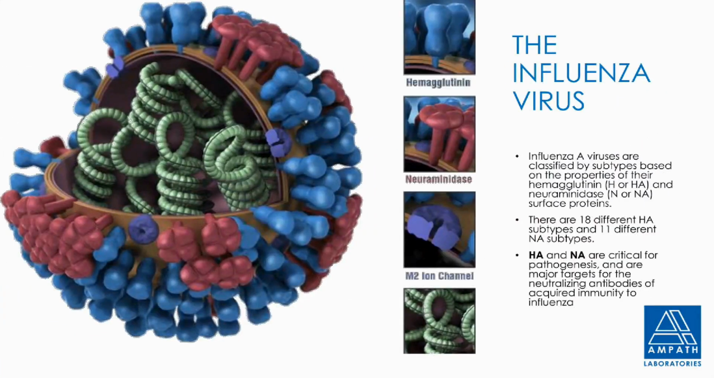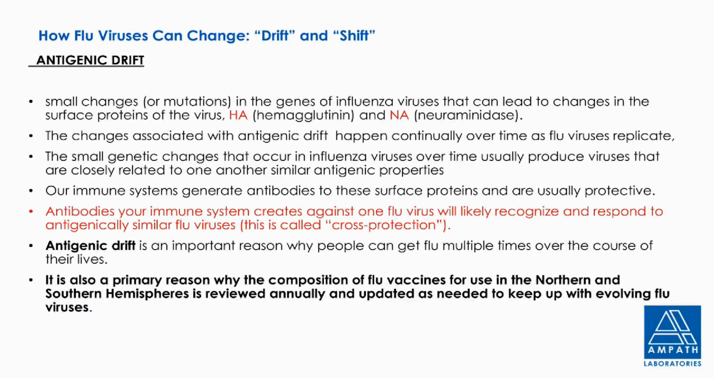So this is just an illustration again of your hemagglutinin and your surface glycoproteins, basically your hemagglutinin and your neuraminidase. There are 18 different subtypes, 11 different ones. It's just a different schematic. But I think here to touch on your drift and your shift. So how do flu viruses change? What happens in their genome? So we speak of antigenic drift and antigenic shift.